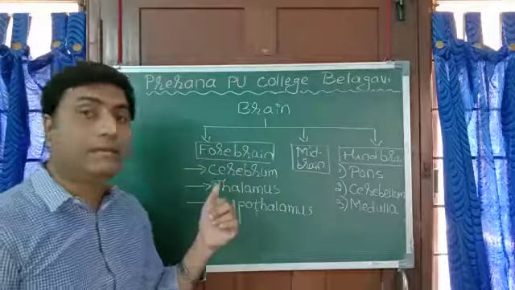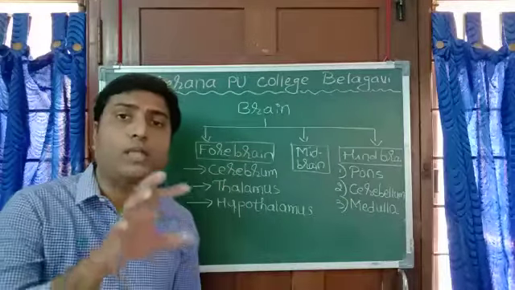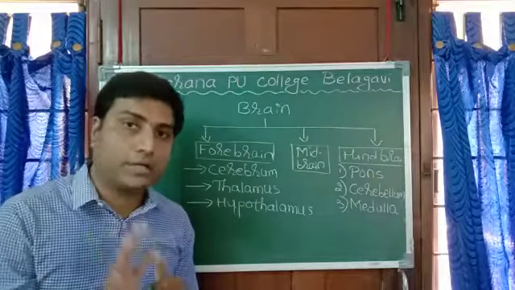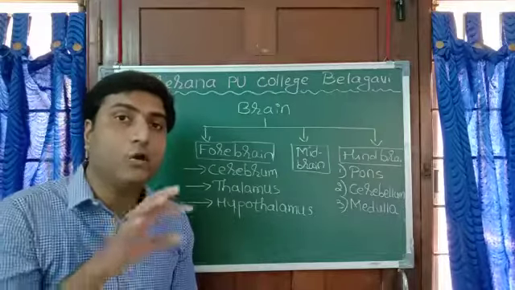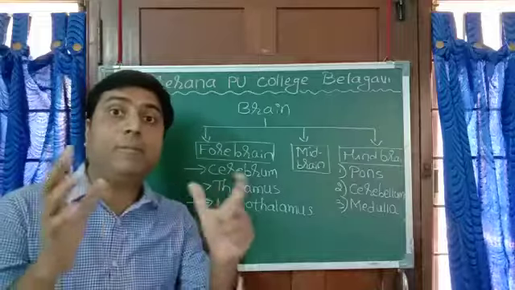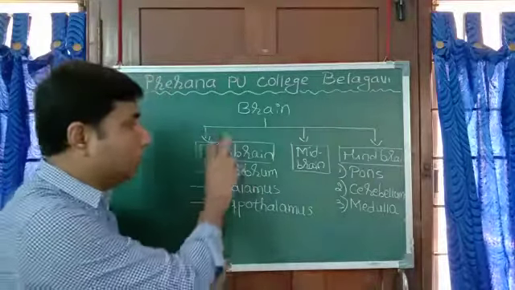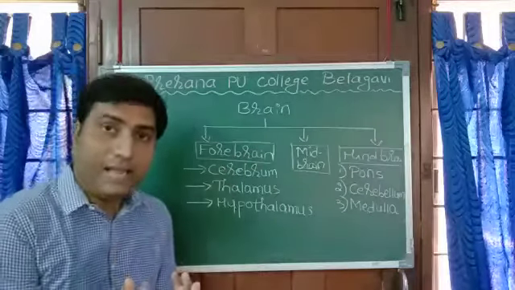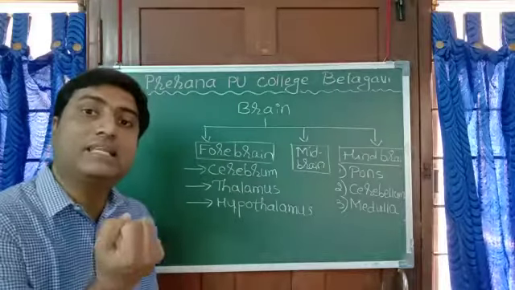The cerebrum is the center for all the sensory organs. We have five sense organs: eye, nose, tongue, ear, skin, and all of these have centers in the cerebrum. It is the site of memory and the site of intelligence. All those are controlled by the cerebrum. Thalamus has control over sensory and motor signals.